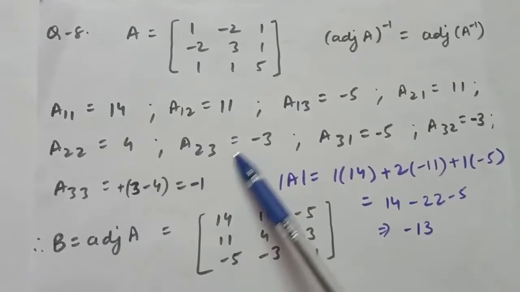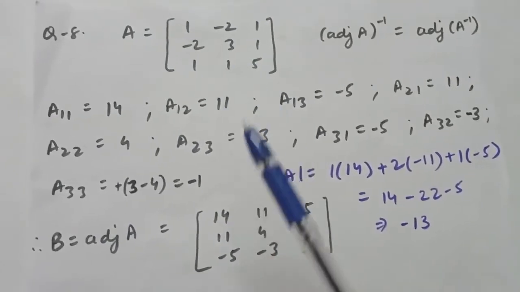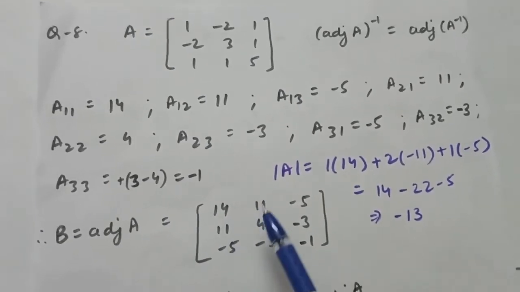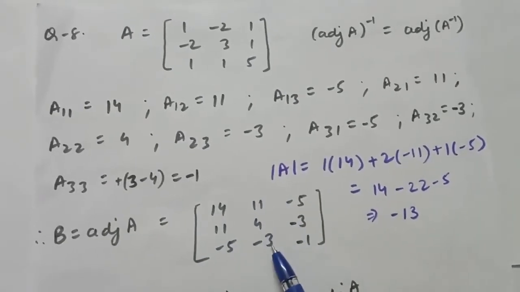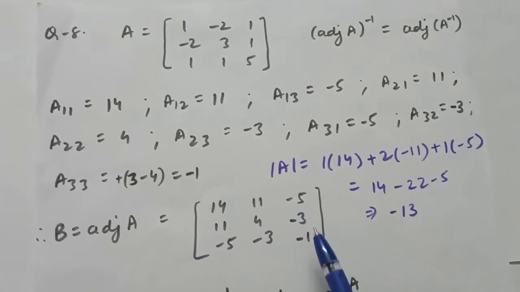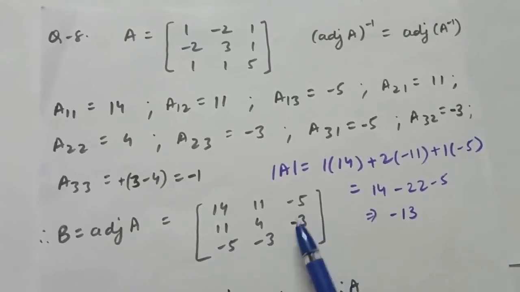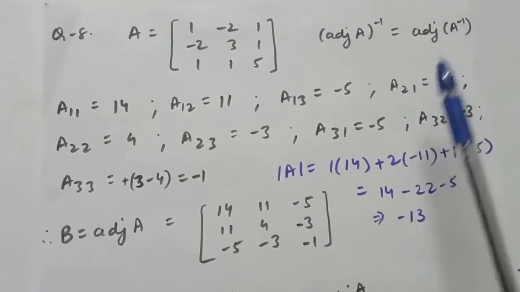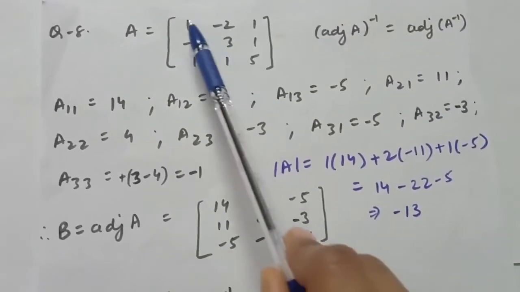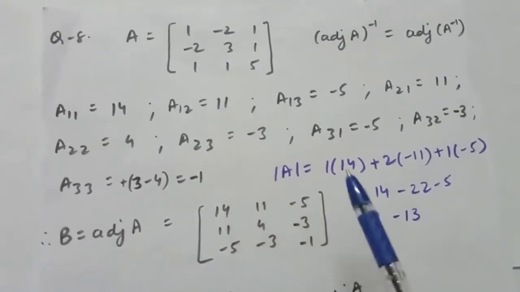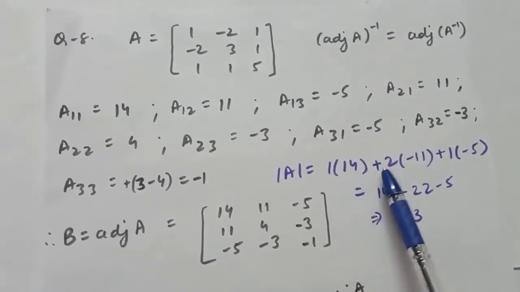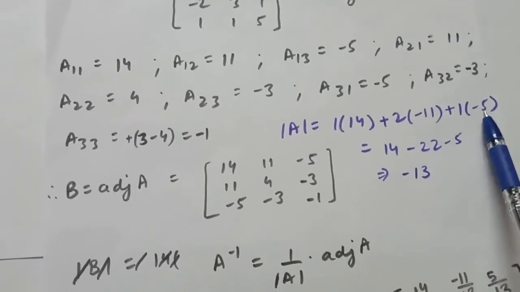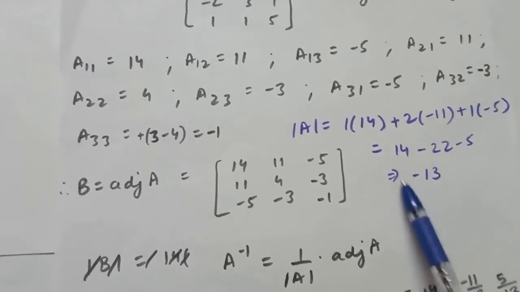Now these are the cofactors of the elements of A. So adjoint of A will be 14, 11, minus 5, 11, 4, minus 3, minus 5, minus 3, minus 1, right? This is adjoint of A. Now find out the determinant of A, because we want A inverse. So find out determinant of A by expanding it along the first row. So you will get 1 into 14 plus 2 into minus 11 and plus 1 into minus 5. So the answer will be minus 13.